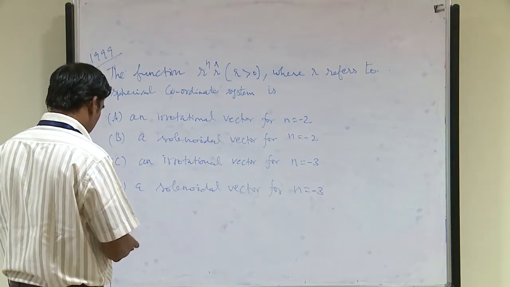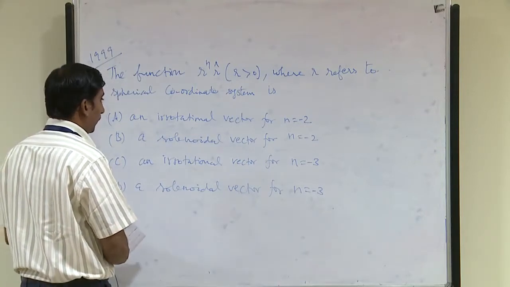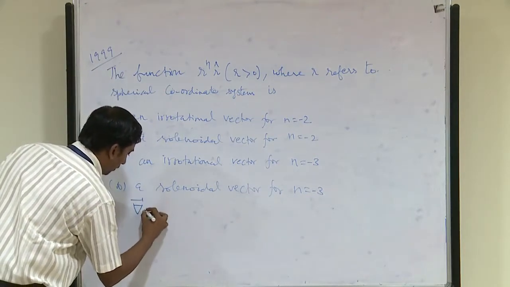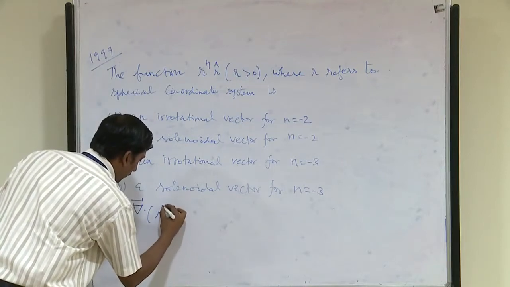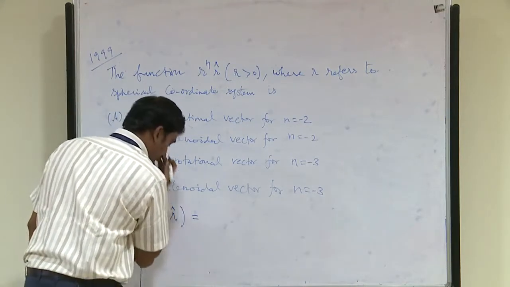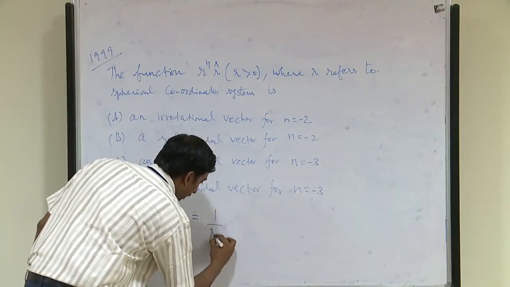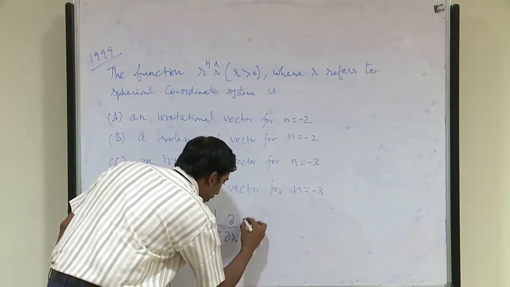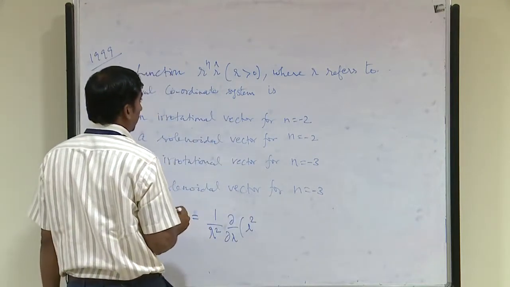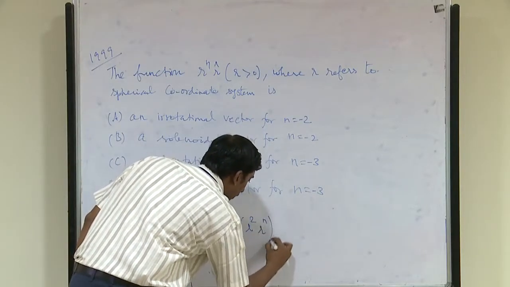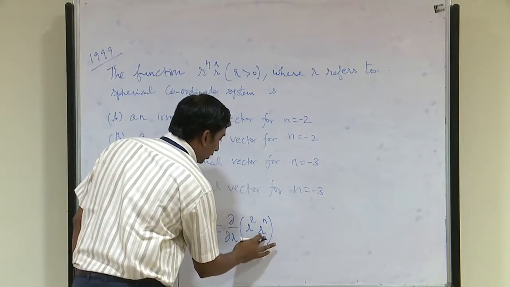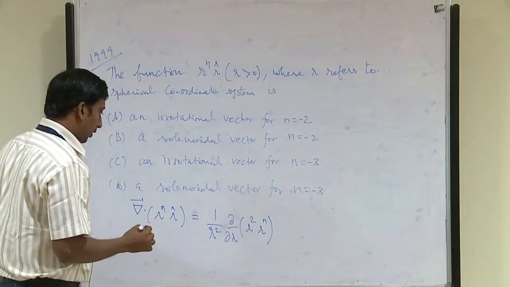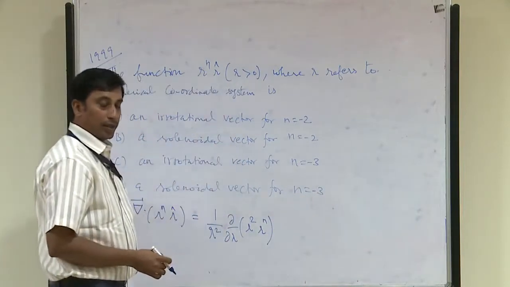So what do we need to evaluate now? So divergence of R. So that alone one need to calculate for R power n R cap. What is this equal to? 1 by R square dou by dou R of R square into R power n. So this is the rth component, radial component of the given vector function. So theta part and phi part are 0.